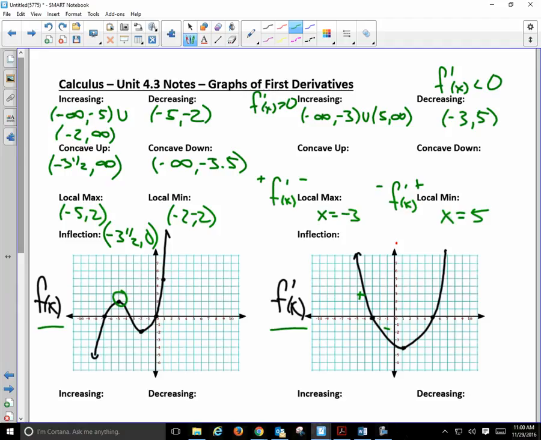That's correct. When you are given f prime of x, you cannot give the coordinate. You can only tell the x location. See that?